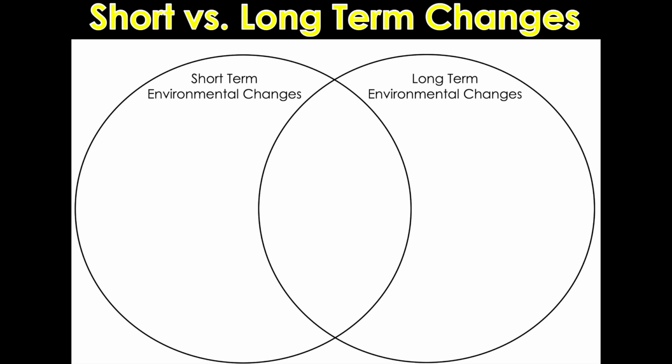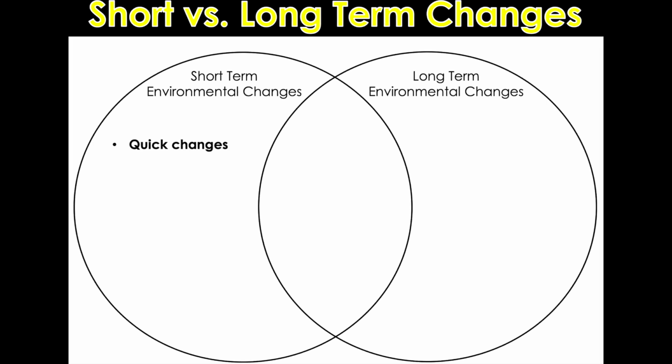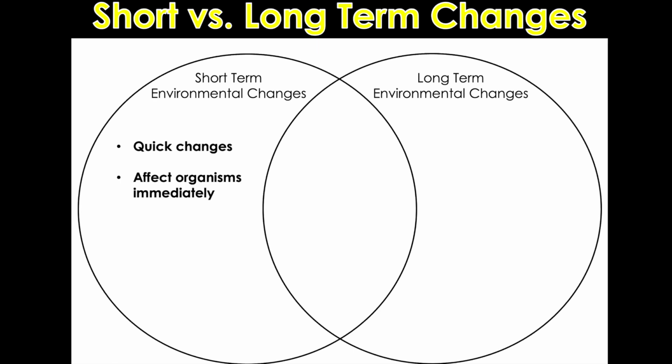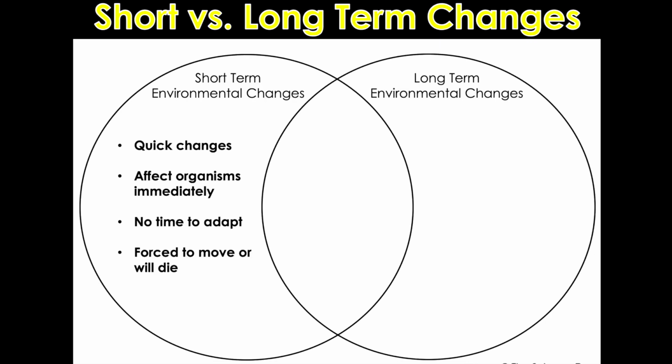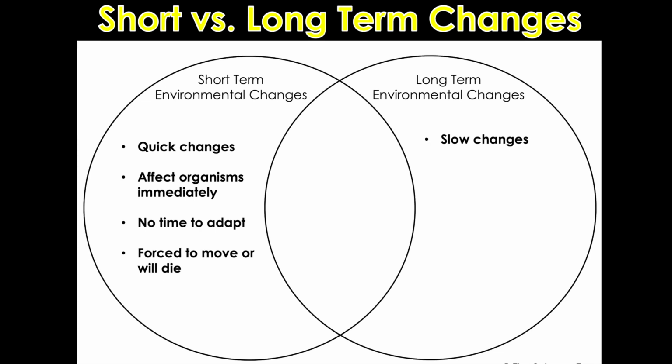So to summarize, some characteristics of short-term environmental changes include quick changes. It's going to be very short. They affect organisms immediately, giving them no time to adapt, and they're forced to move or possibly die.